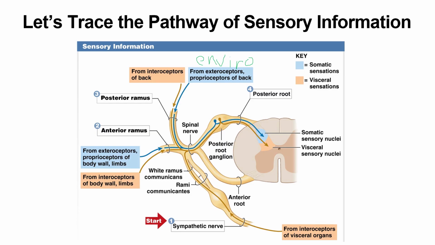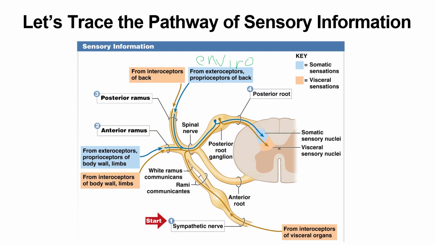So now all of those sensory stimuli are going to travel up the peripheral nerves through the afferent ascending pathways as they reach the posterior ramus, the anterior ramus, and the anterior root through the sympathetic nerve as well. And they are all going to conjoin at the spinal nerve. Once they do, they will then differentiate and branch off to travel up the posterior root.